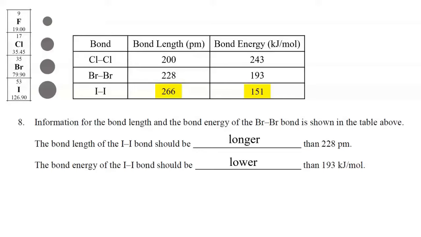266 is in fact a higher number than 228, so it is a longer bond, and 151 is less than that of 193, so it is easier to break and has a lower bond energy.